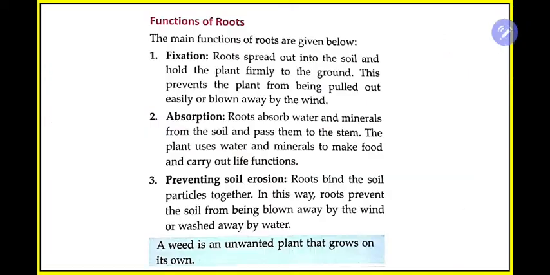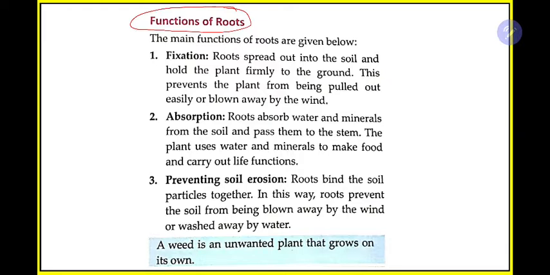Okay, moving to the next, function of roots. Sorry, function of both the types of root, that is fibrous and tap roots. So there are basically three functions which are more common. The first is fixation. What does this fixation mean?